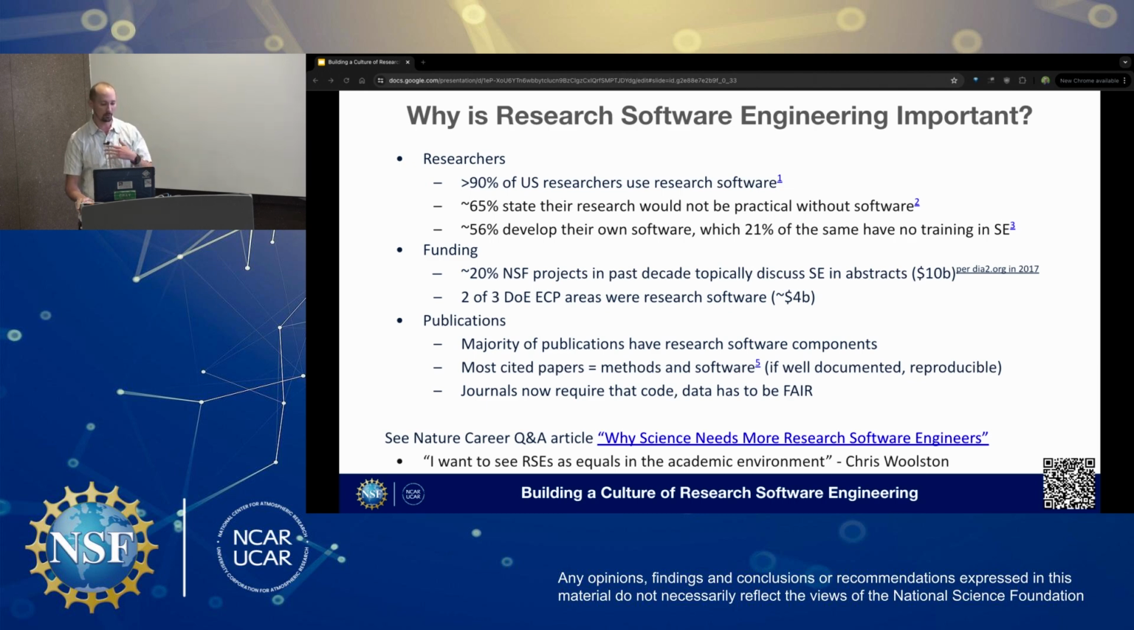So there are significant numbers of researchers within the space that are using and even developing their own software, but don't necessarily have the skills or resources to engage in that in a meaningful process.